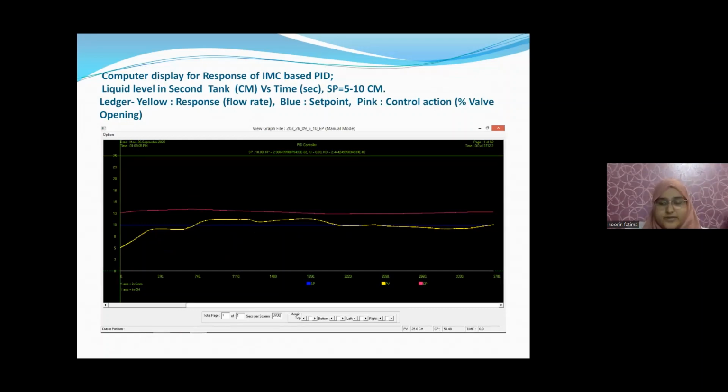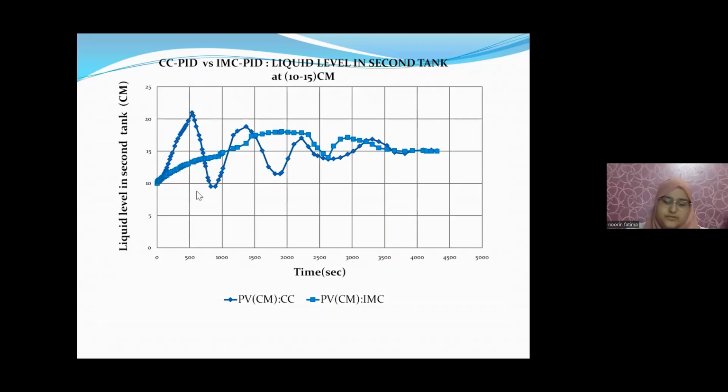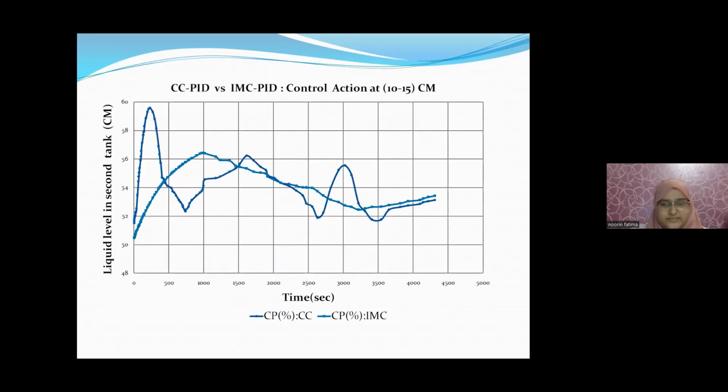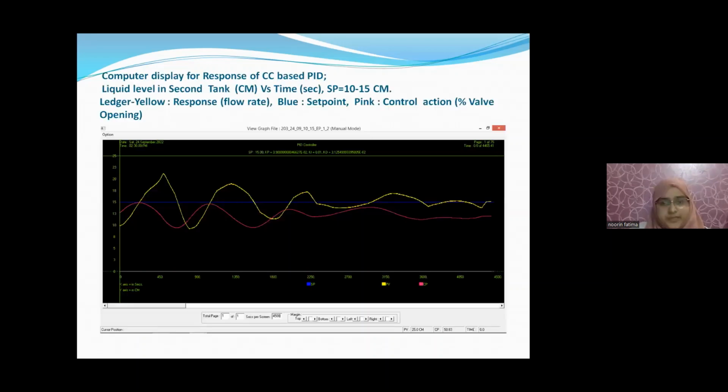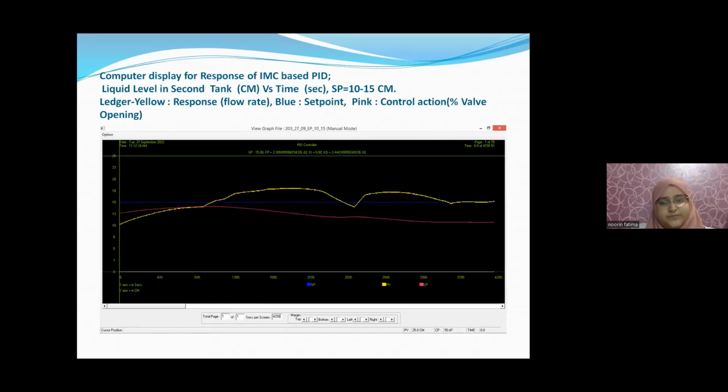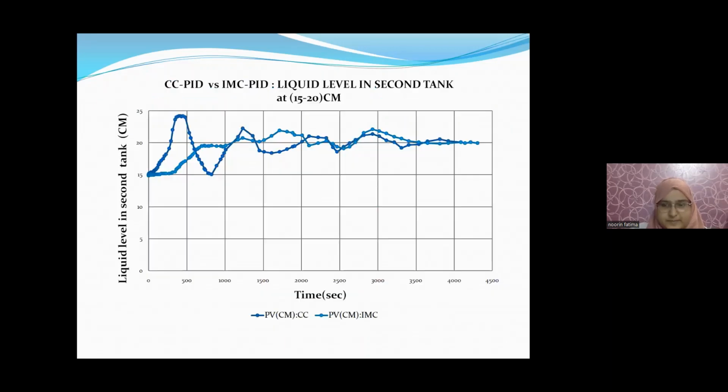Then, when I knew that for one single set point I was able to attain a steady state, I wanted to try for another level. So we did it again. We did a step change from 10 to 15. And here again, we can see that IMC-based PID has a better response than CC-PID. And this is the control action for the same set point change from 10 to 15. This is the computer display for CC-PID, and this is the computer display for the response of IMC-based PID.